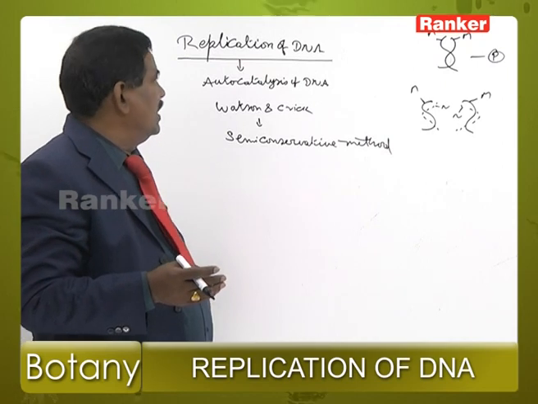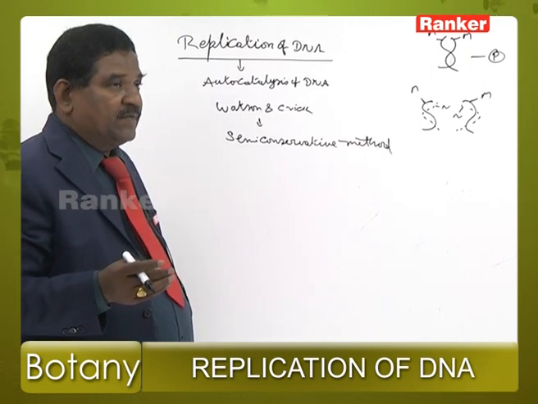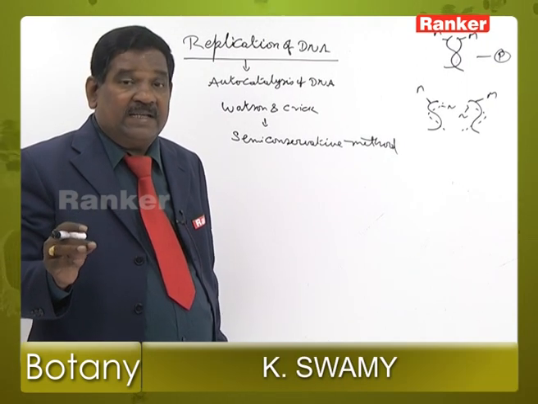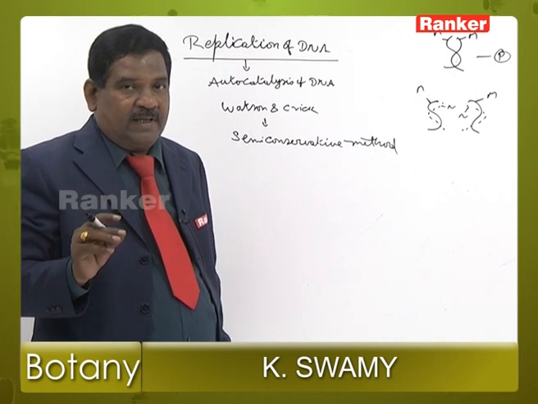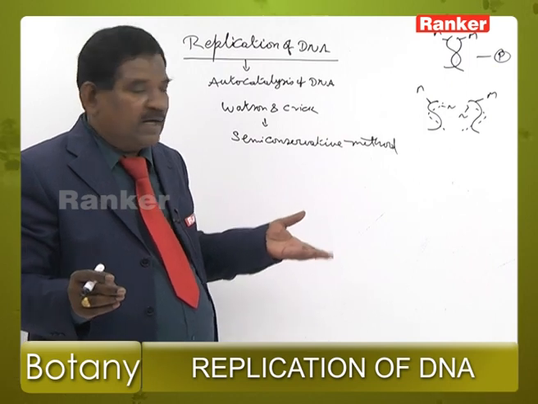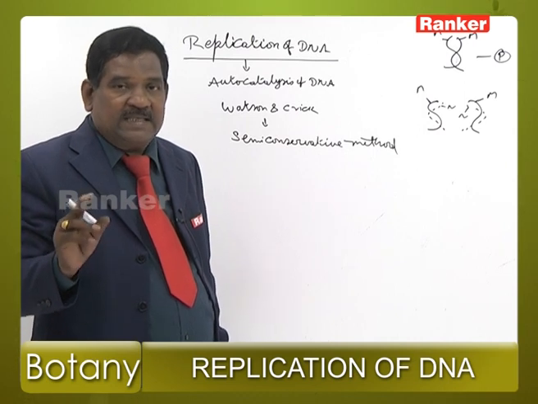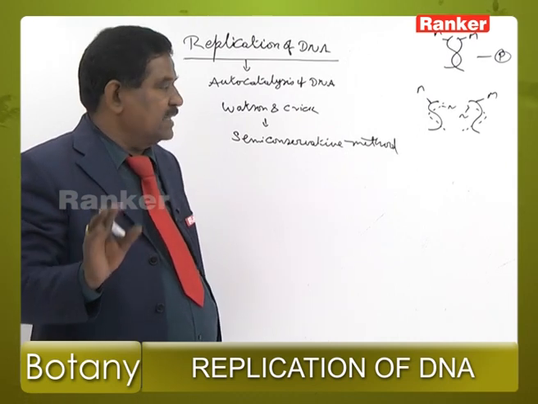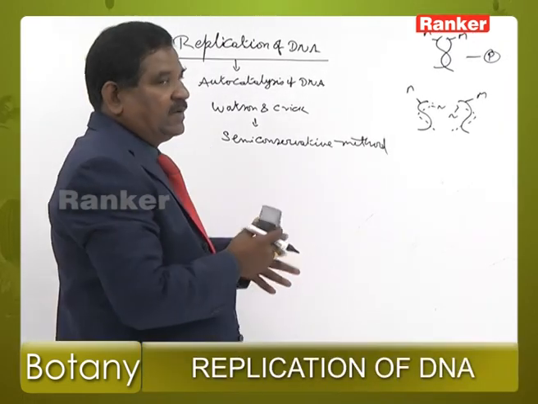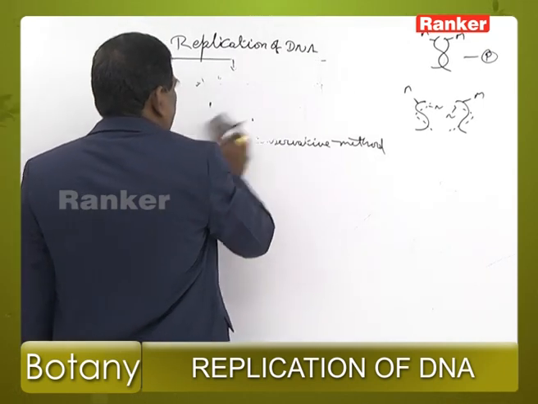Next, experimental proof of replication of DNA. This replication of DNA, duplication or doubling of DNA, by the semi-conservative method, generally occurs in the S phase of interphase in the cell cycle. DNA replicates semi-conservatively, which was experimentally proved first by Meselson and Stahl.